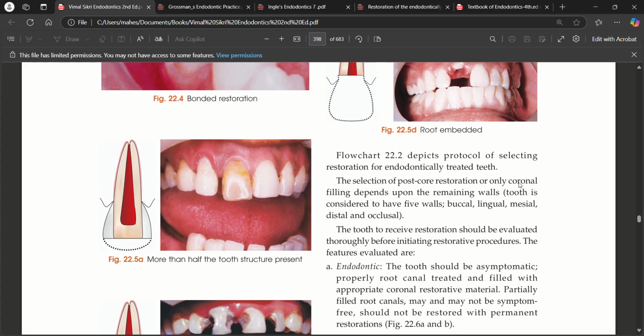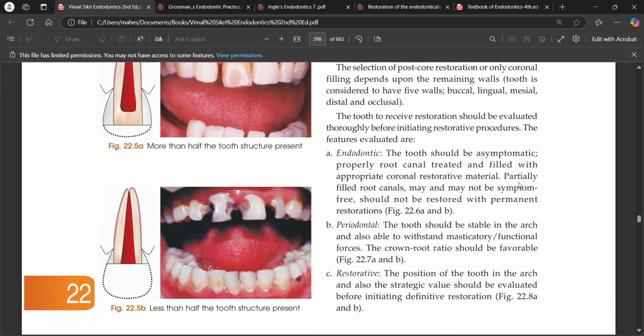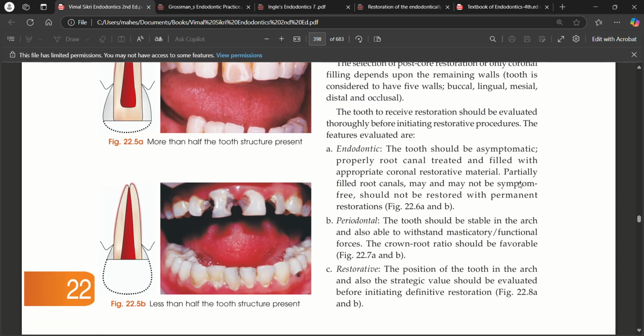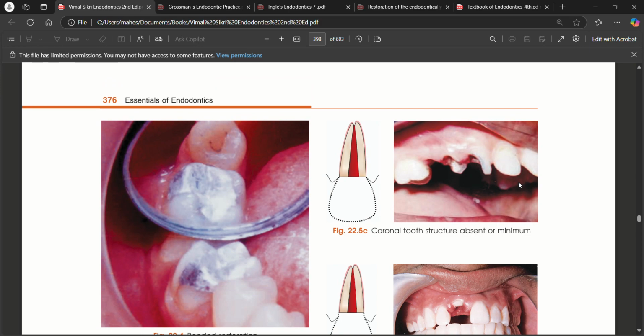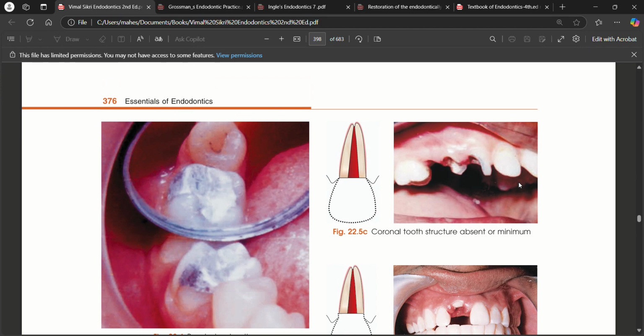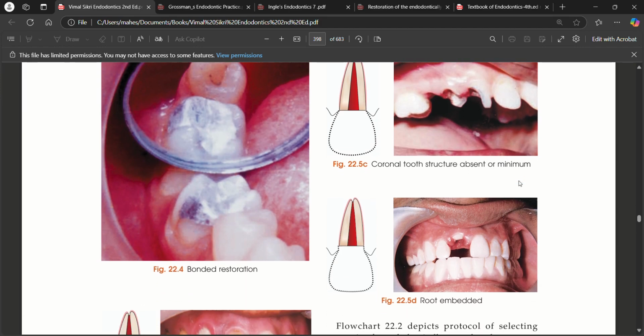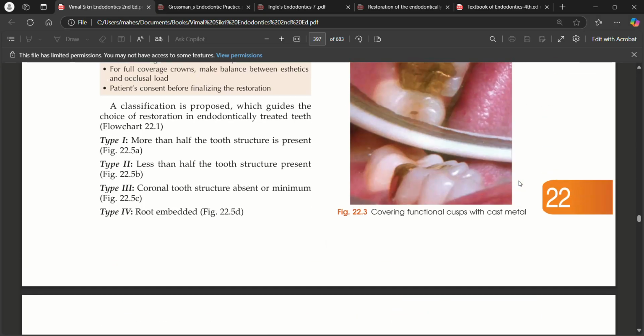More than half of the tooth structure is present. Type 2, less than half of the tooth structure is present. Type 3 is coronal tooth structure absent or minimum. Type 4 is root is embedded.